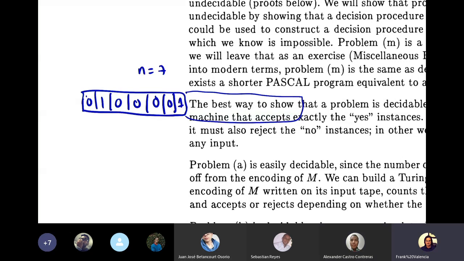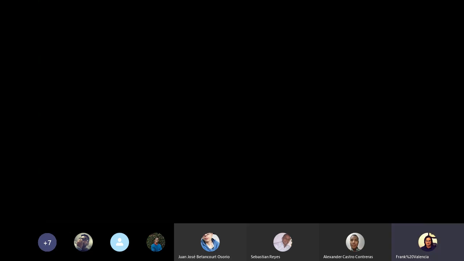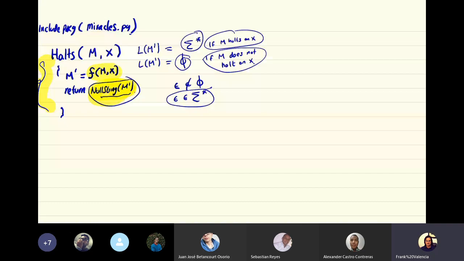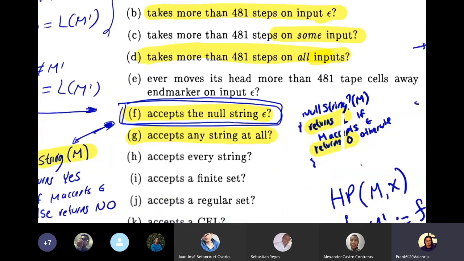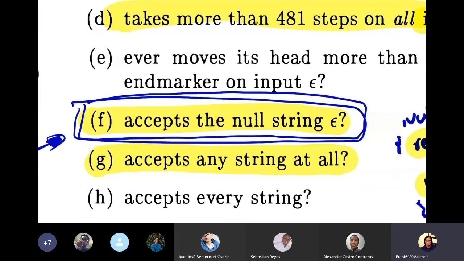Okay, good. So guys, did you all understand this? Yes. Okay, good. Okay, let's check an undesirable one. This one. Does the machine accept the epsilon, the null string? Is that desirable or not?